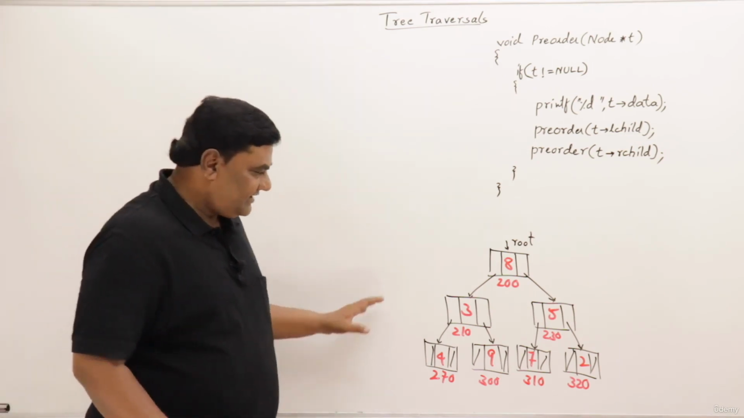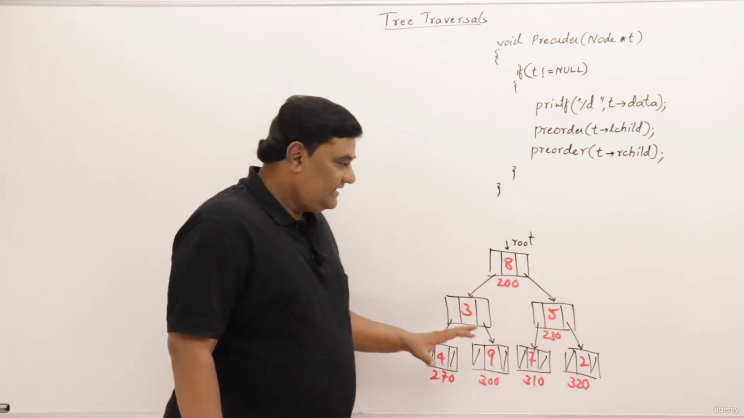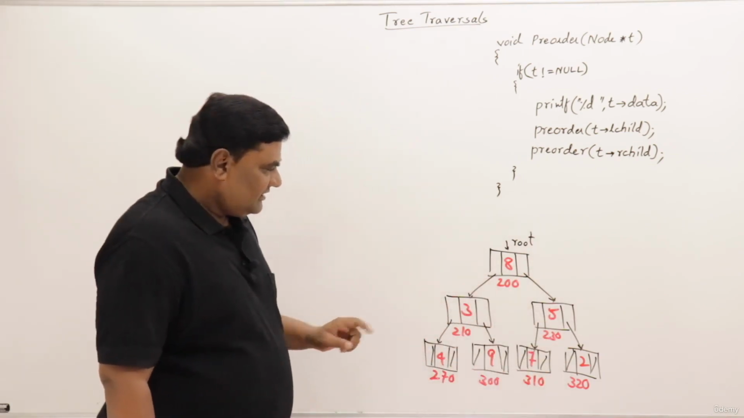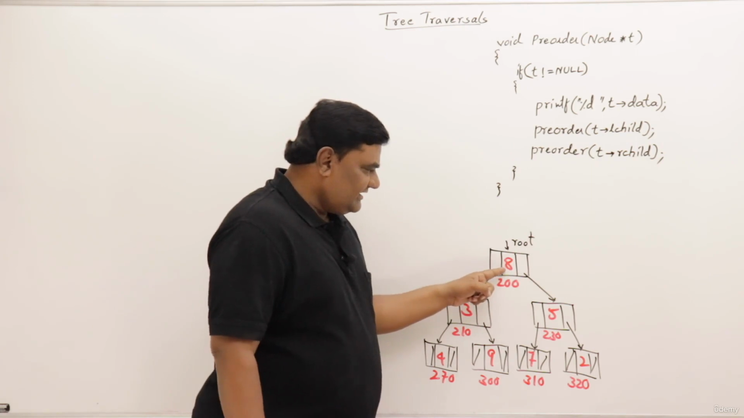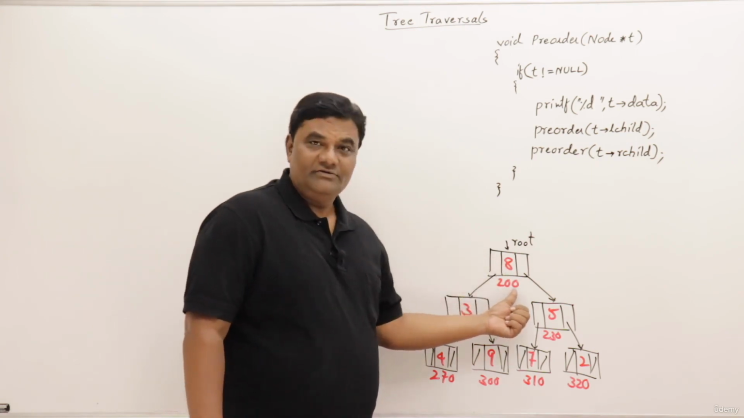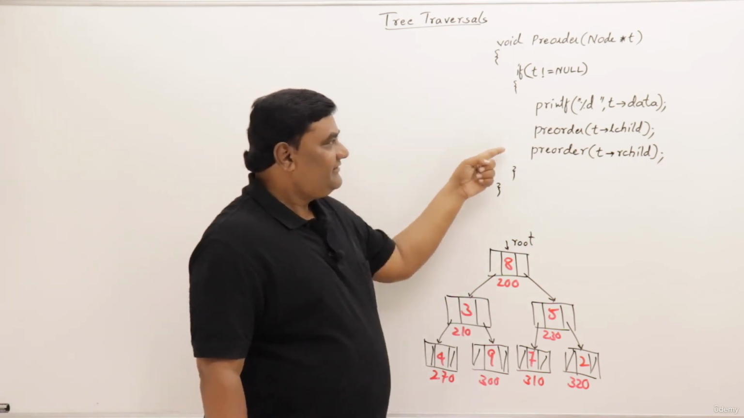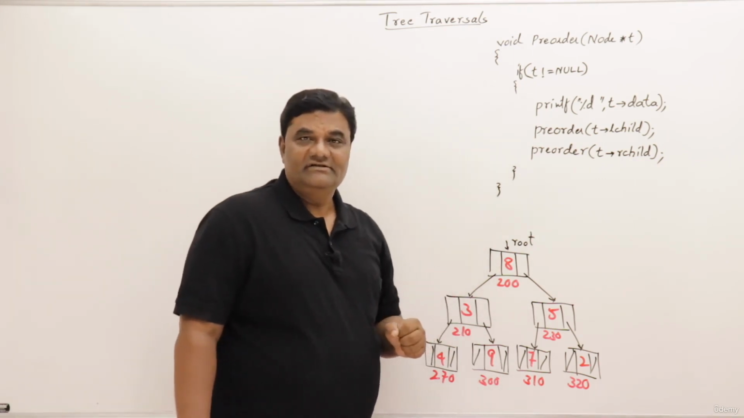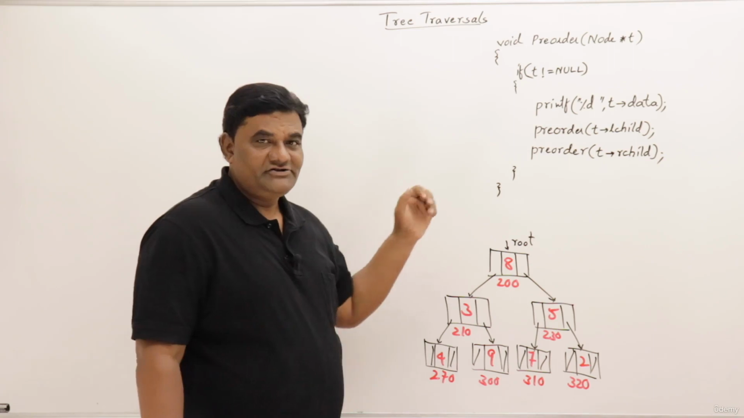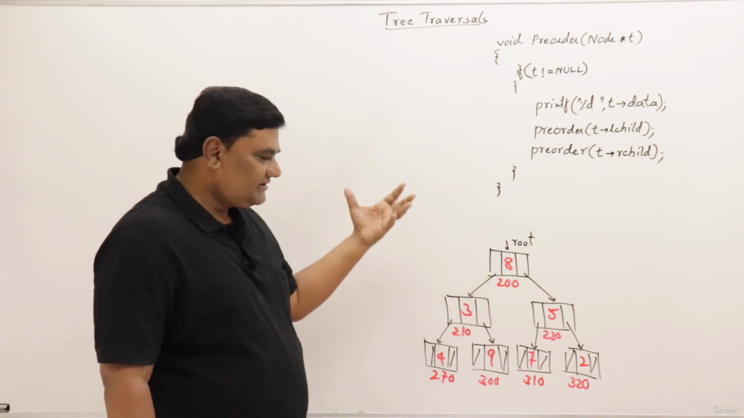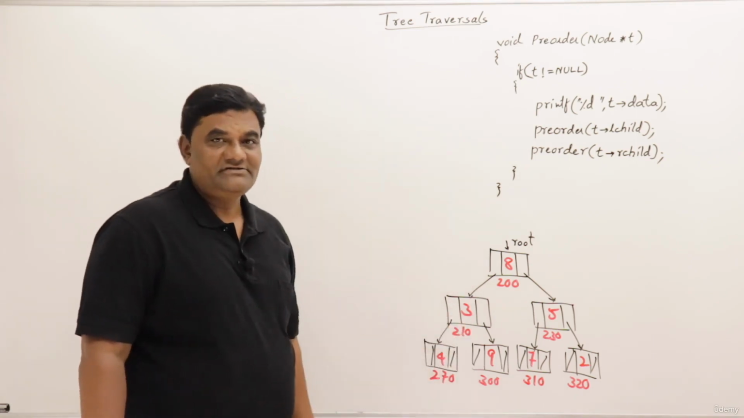For traversals, I have taken an example tree with a linked representation. These are the nodes with the data inside the node, and this is the address of a node. Below each node, its address is written. This is a recursive function for pre-order traversal. So let us read the function, then I will show how this function will find out pre-order of this tree.